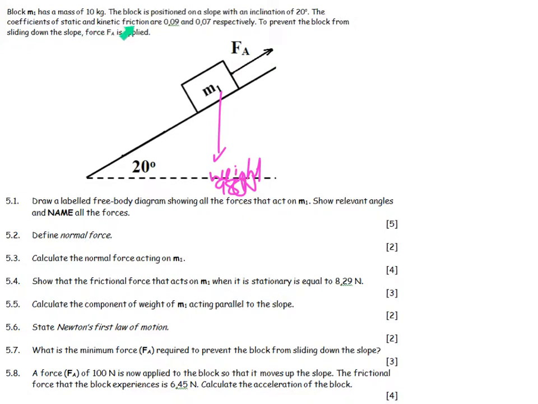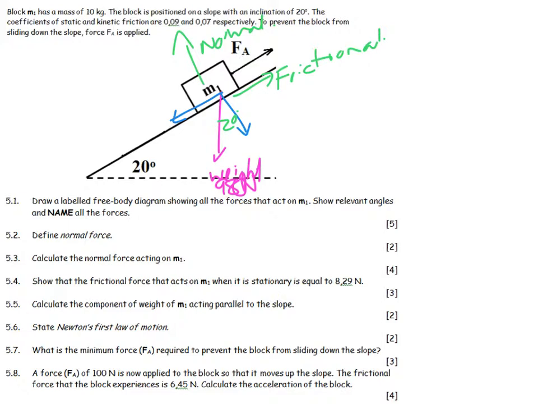The coefficients of static and kinetic friction are given, and to prevent the block sliding down, a force has been applied. Now, normally, if it were to stay there, it would also have to have a frictional force up there. Why? Because the weight is clearly going to be acting down the slope and into the slope. So then there's also a normal. We know that 20 degrees is over there.